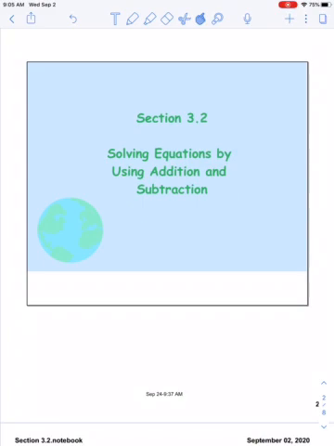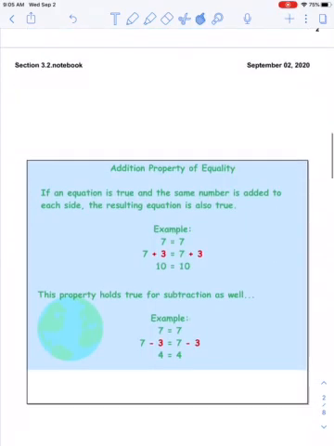All right, we're going to solve equations using addition and subtraction. This should be review. I'm going to do 4 with you, and then you're going to do several on your own without the video.